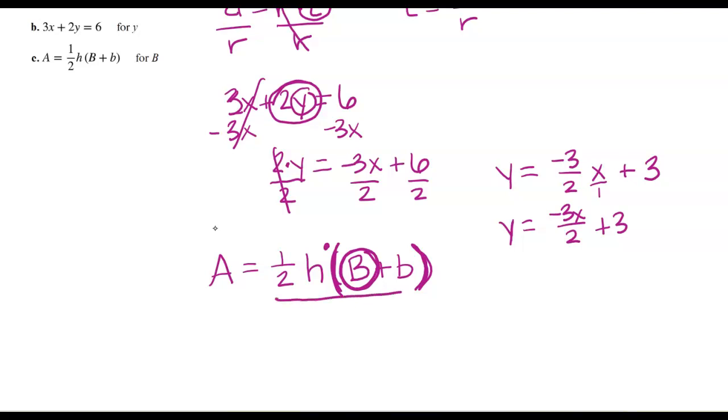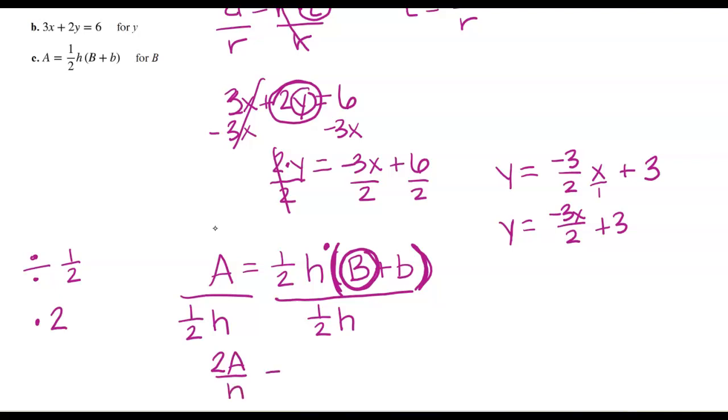So the inverse operation I'm going to choose to do first is to divide both sides by 1/2 h. Now dividing by 1/2 is the same thing as multiplying by 2. I'll say that one more time. Dividing by 1/2 is the same thing as multiplying by 2. That means on my left-hand side, I end up getting 2a over h is equal to big B plus little b.